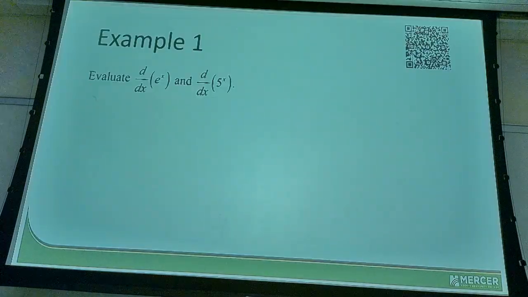It's easy. Look at that, real simple. 5 to the x. It's the function times the natural log of the base.